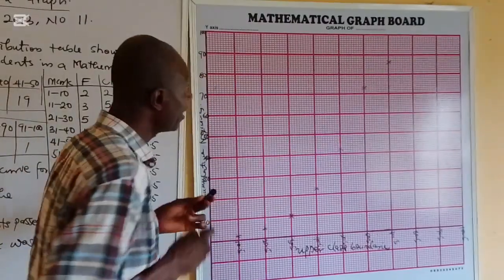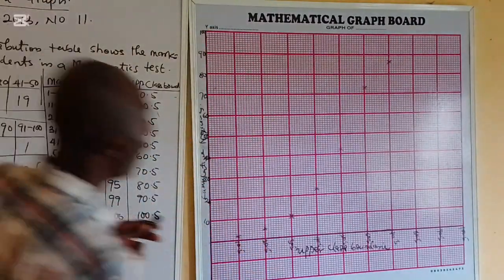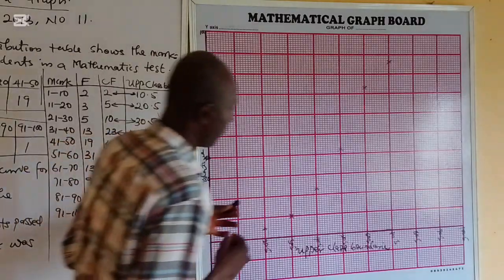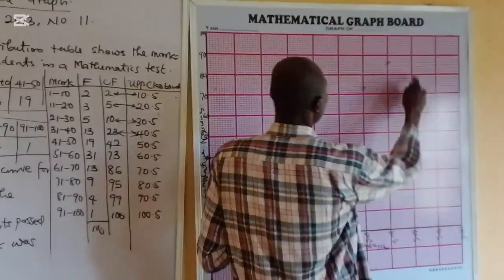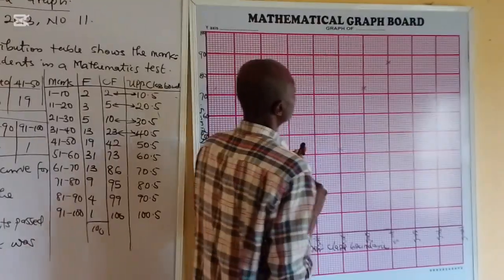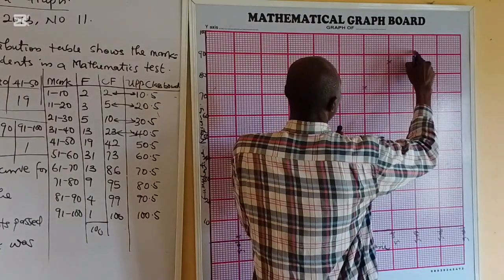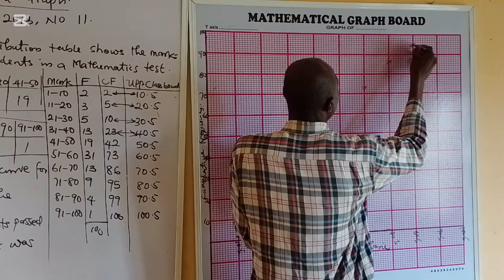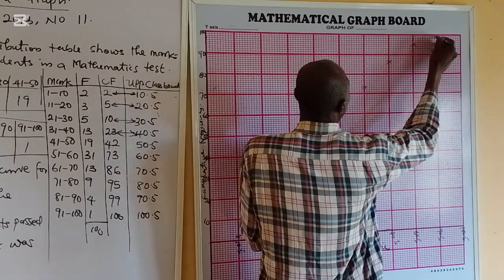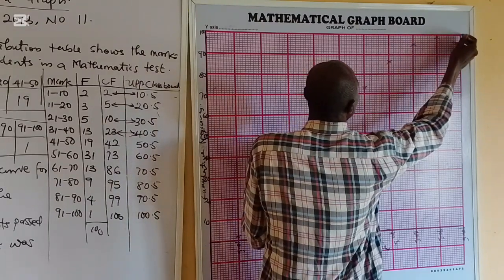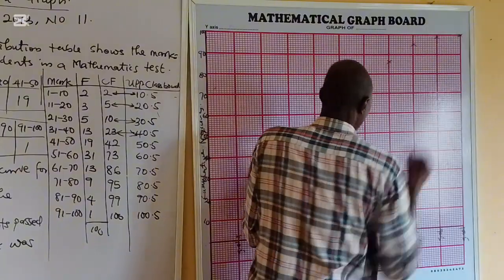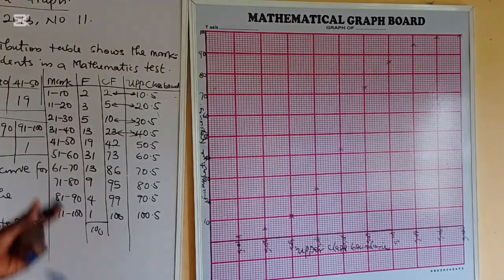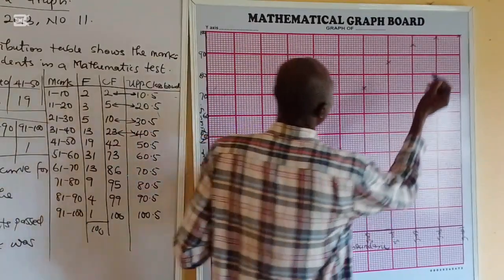Okay? When it is now 80.5, it's 95. Look at 80.5, look at 90. So 95 will be 1, 2, 3, 4, 5. While this other one is 99, and that one is 100. Okay? This is how we can do it. So the next thing is to join the line.